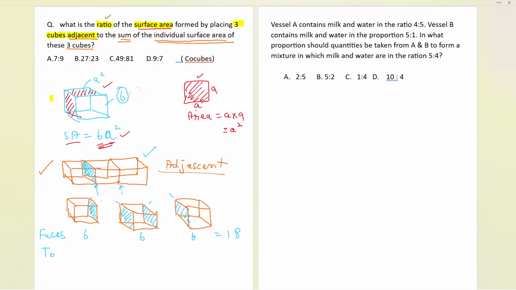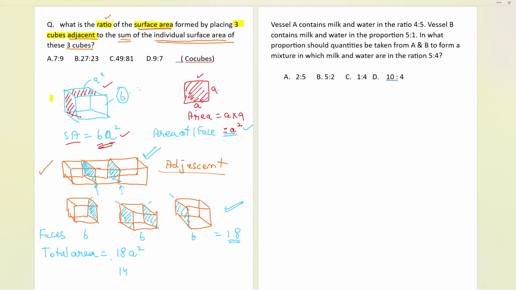So the total area, area of one face is A square. So area of 18 faces will be 18 into A square. This is the total area when all are present separately, individually. Now if I join it, then in that case, 4 faces are hidden. So it will be only 14 faces outside. So if 14 are outside, only that part we are going to paint.